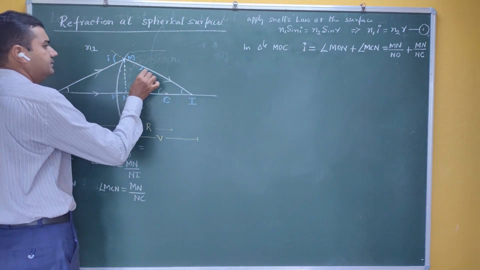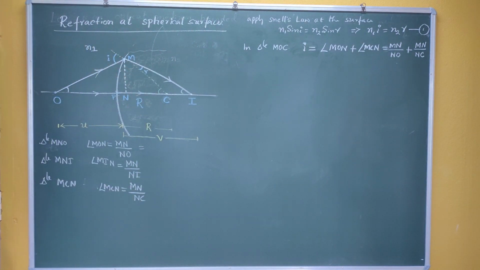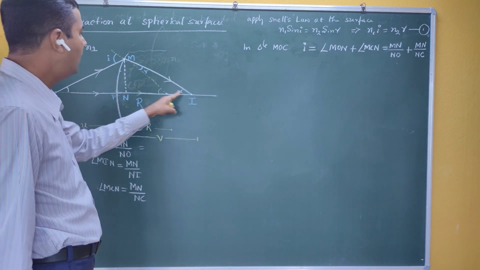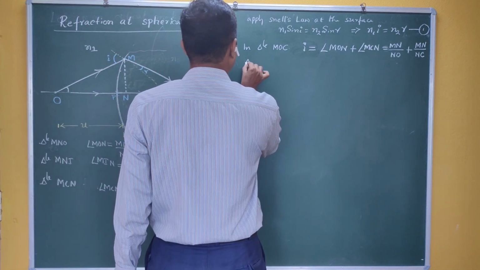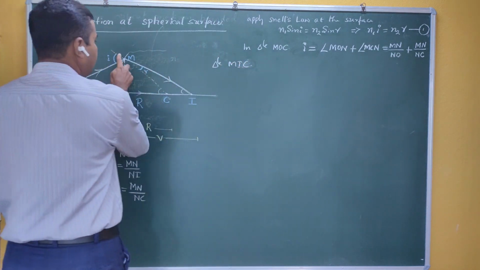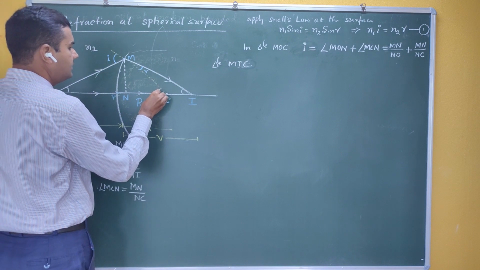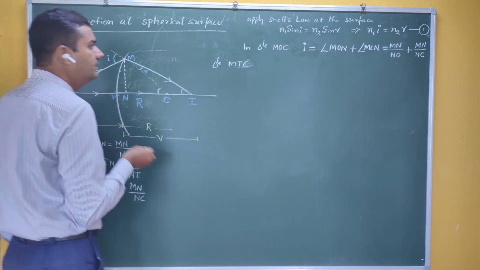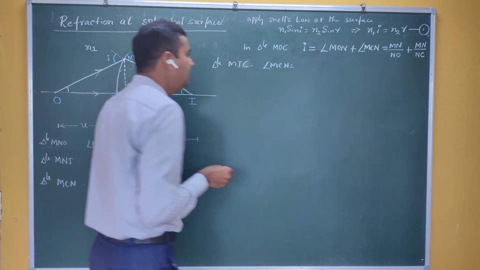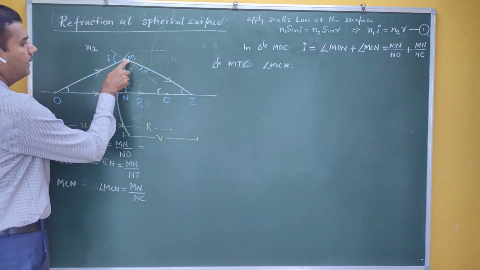So where is the r? R is here. For that, let us use the triangle MIC. For the triangle MIC, who is the exterior angle? You can see this one is the exterior angle, angle MCN. That should be equal to the sum of the interior angles. Interior angles are MIN.